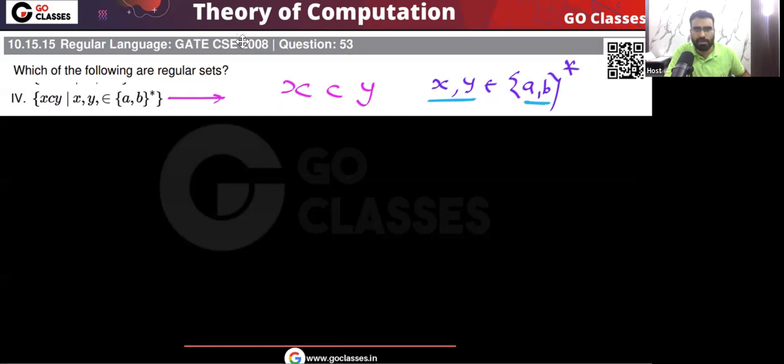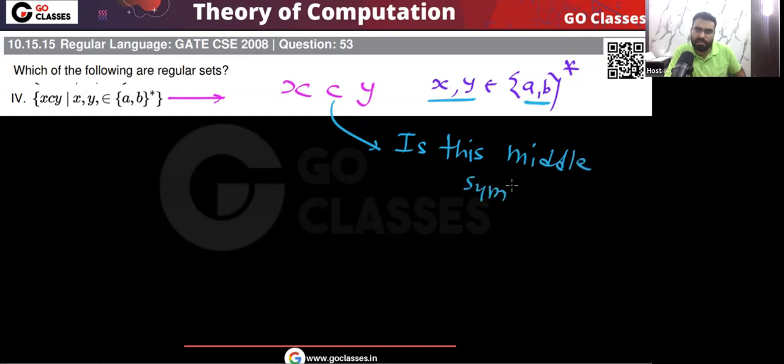Now you tell me, is this regular or not? First of all, tell me, a simple point I'm asking: is the symbol c the middle symbol? Can I say this is the middle symbol in your string? Is this middle symbol in every string?